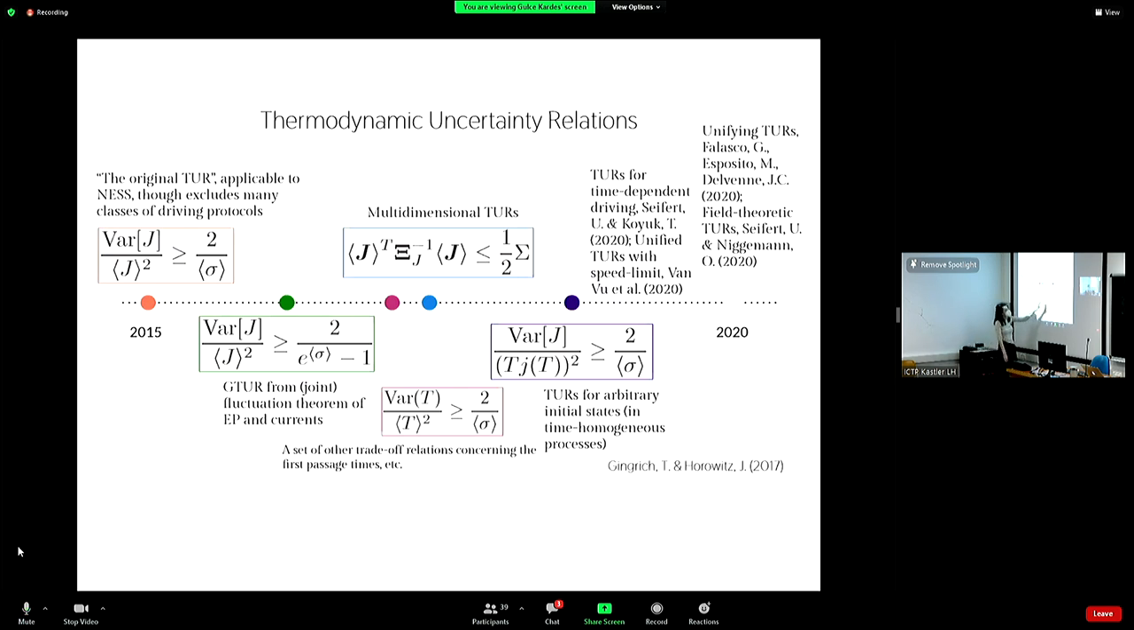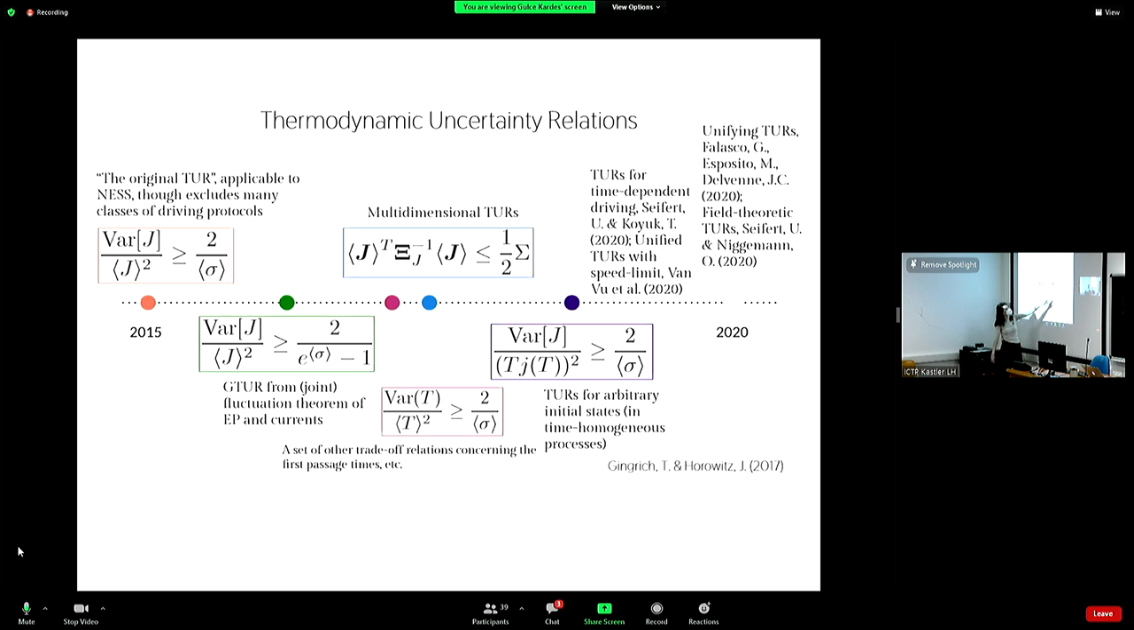So, again, I'm always going to jump back to Francesco's question, okay? We will see in one slide, in 2 minutes, that the TURs derived so far are applicable to systems that are evolving under strict conditions, with strict conditions also imposed on the initial probability distributions. For example, you need to start at non-equilibrium steady state. It's a strict condition. But is it possible to derive a TUR for systems that start evolving from an arbitrary initial state? It is, and they did it.